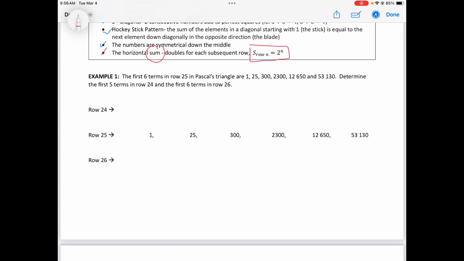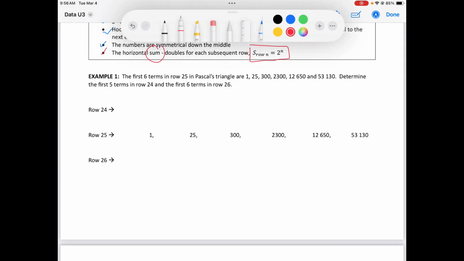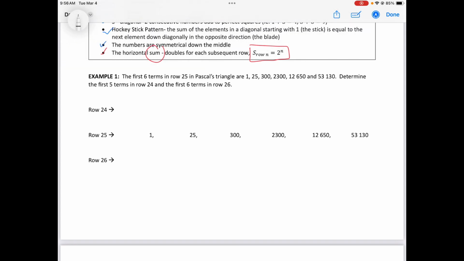Determine the first 5 terms in row 24 and the first 6 terms in row 26. Okay, let's figure this out. So row 26 is actually the easier question. This branches to a 1.